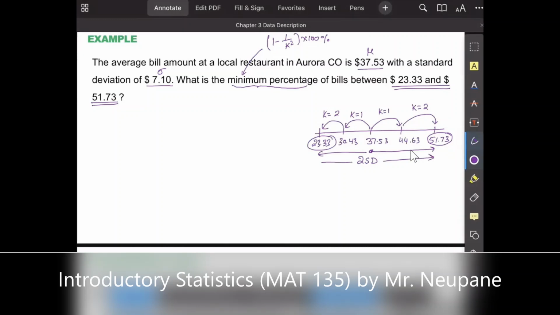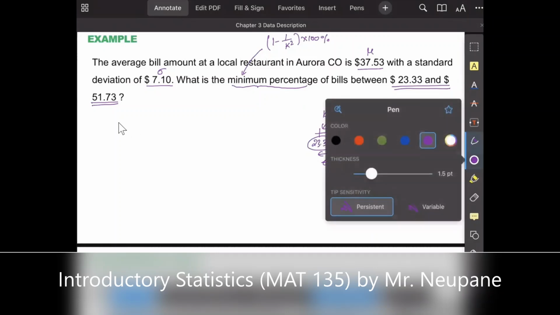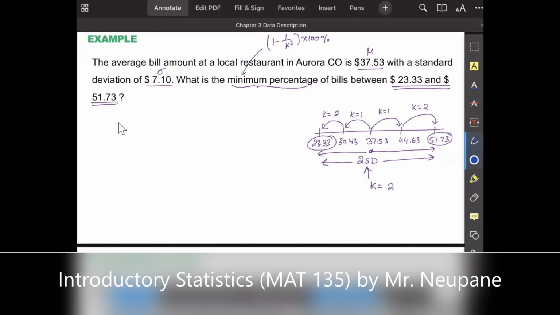So the meaning of that is k equal to how much? K equal to 2, right? So we want to find how much data is there within 2 standard deviation. What is the minimum percentage of bills between these two values? So if you remember the formula, to find the minimum amount of data, our percentage of data is given by 1 minus 1 over k squared times 100%. That is the formula. So 1 minus, our k is 2.